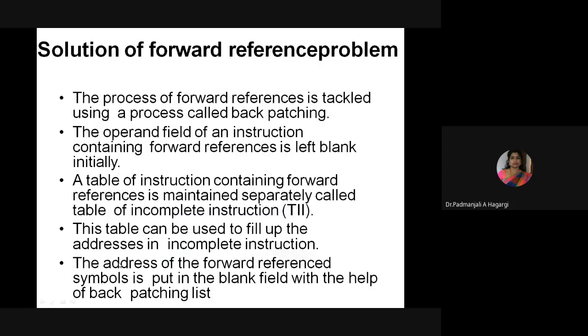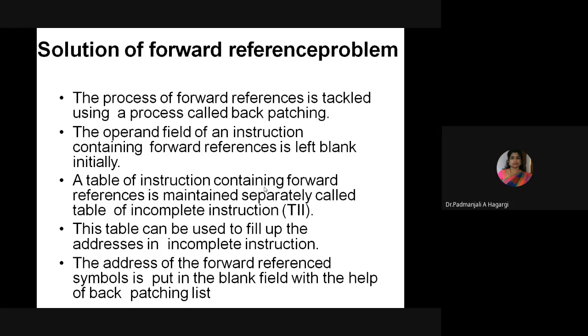So the solution to the forward reference problem is tackled using the process called back patching. The operand field of an instruction containing the forward reference is left blank initially. The table of the instruction containing the forward reference is maintained separately, called the table of incomplete instructions. So there is a separate table wherever there is a forward reference in the program, so that those variables or symbols are maintained separately in a table. And it is called the forward reference table.